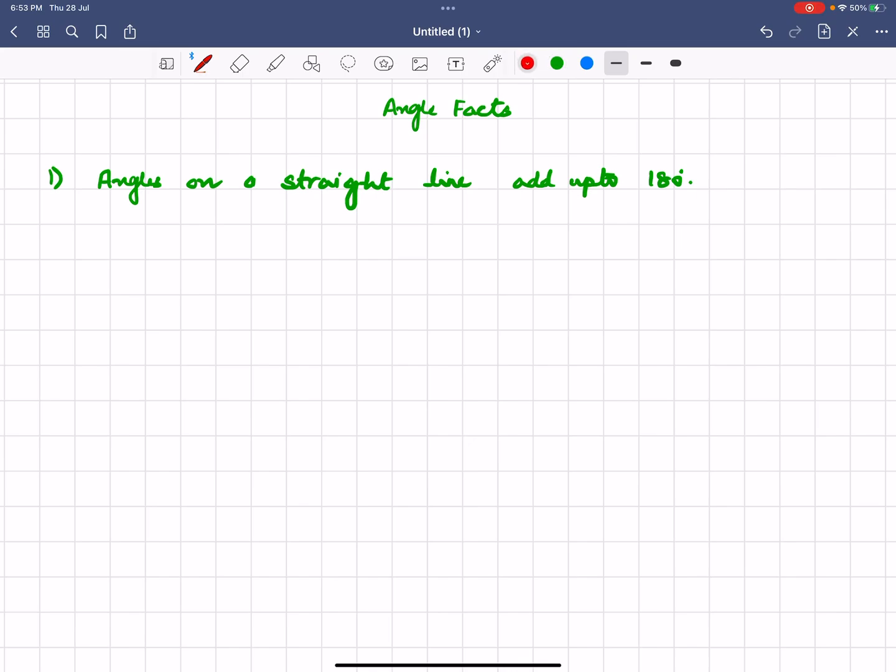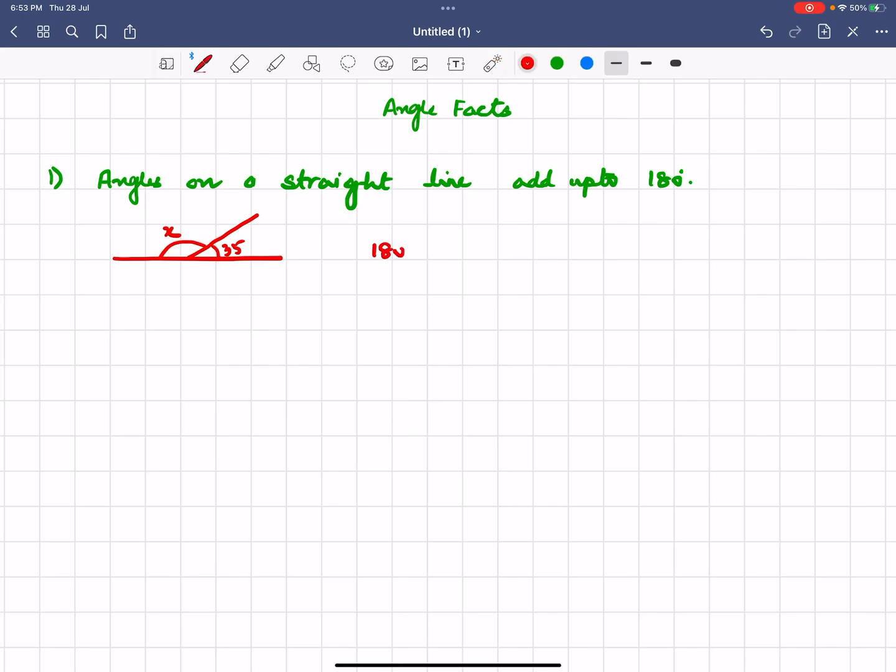We have a straight line here and there is an angle. This is 35 degrees and we need to find the measure of the angle, which is denoted by the letter X. So as per the angle fact that we just wrote on the screen, if this is a straight line, then both the angles must add up to 180 degrees.